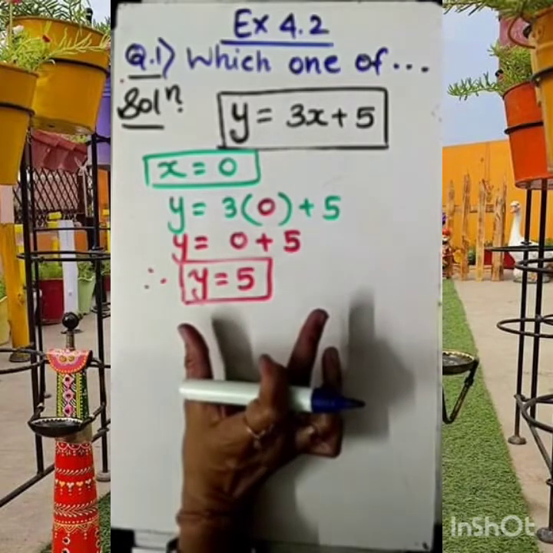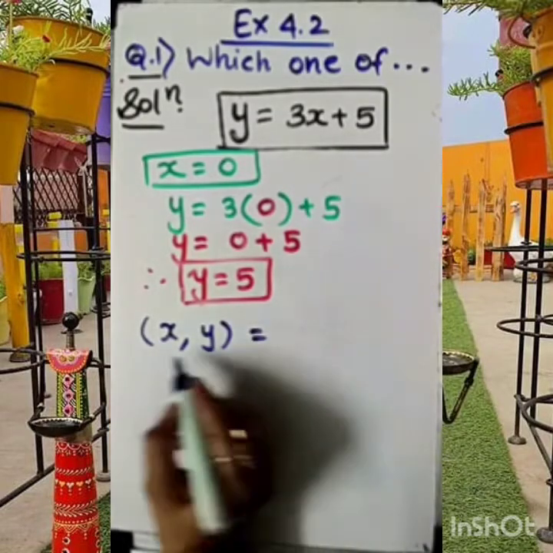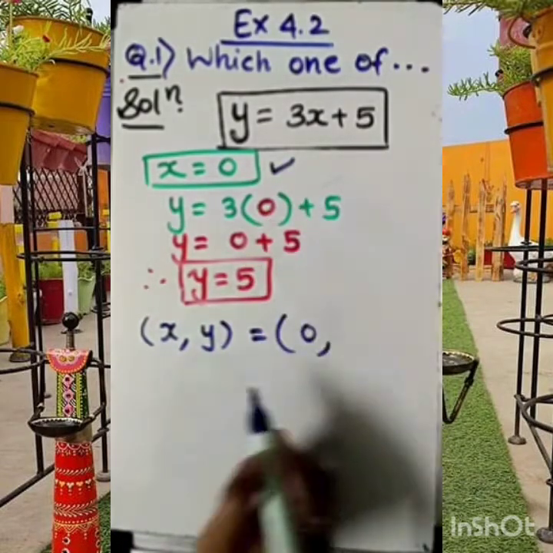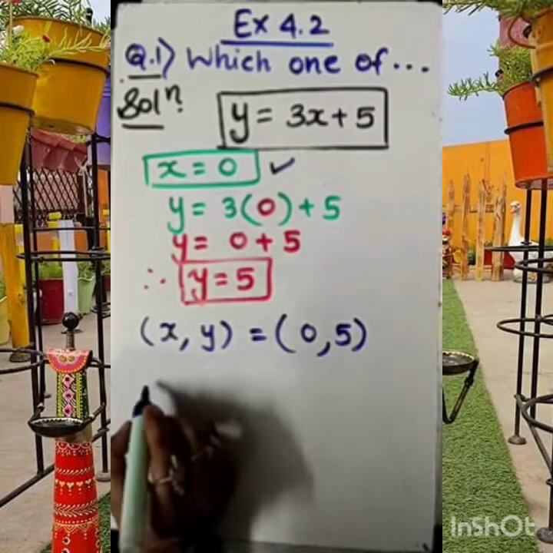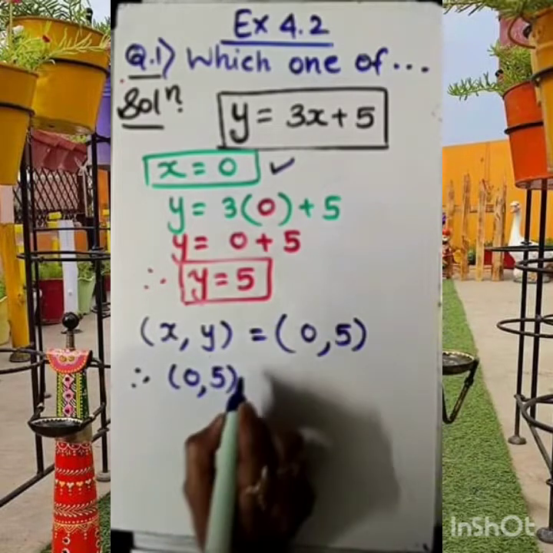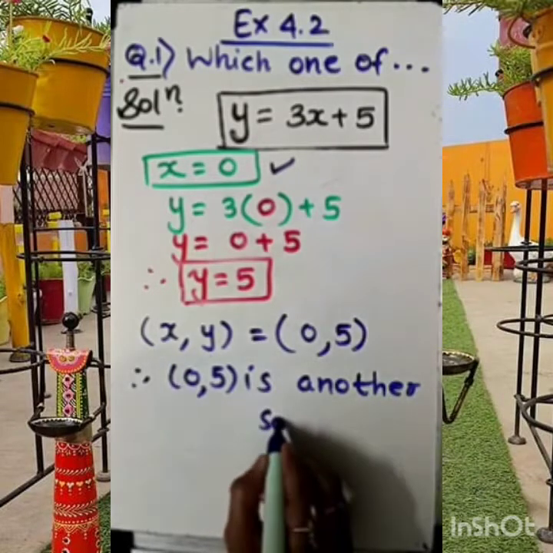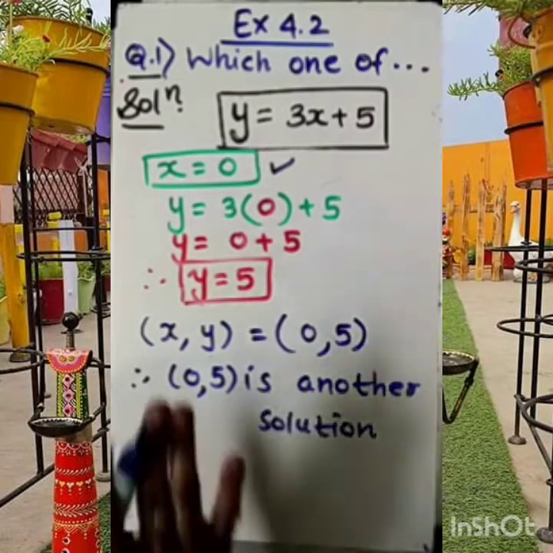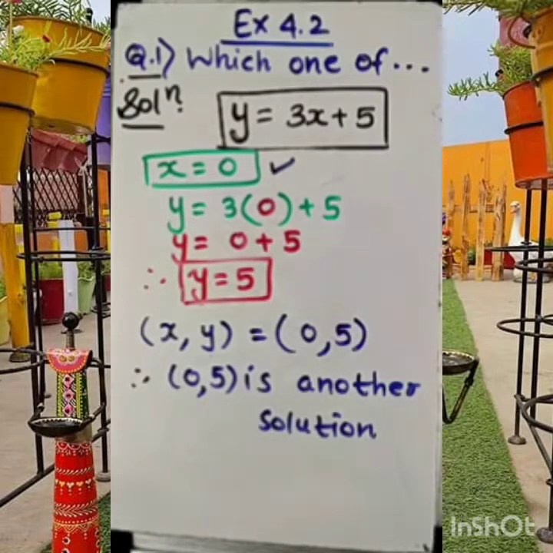So my dear student, can I say that here, what is x comma y? The coordinates we can write in x comma y form. What did we take in place of x? That is 0. What is the value of y we got? That is 5. So can I say that 0 comma 5 is another solution? So dear student, for different values of x and y, we will have many solutions. Okay, let's try one more and try to find it.